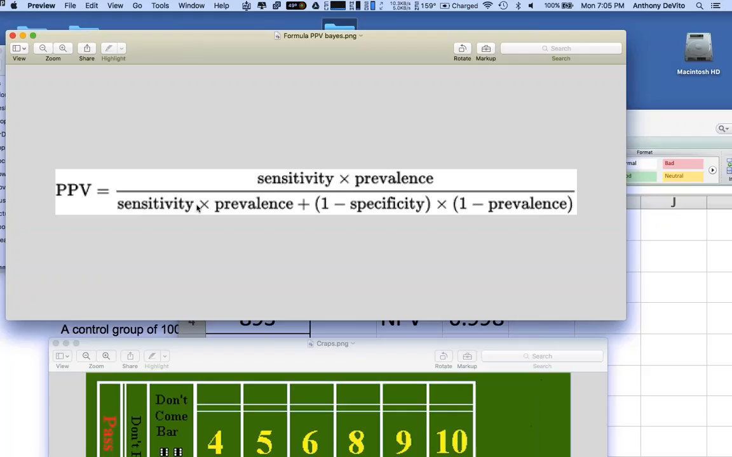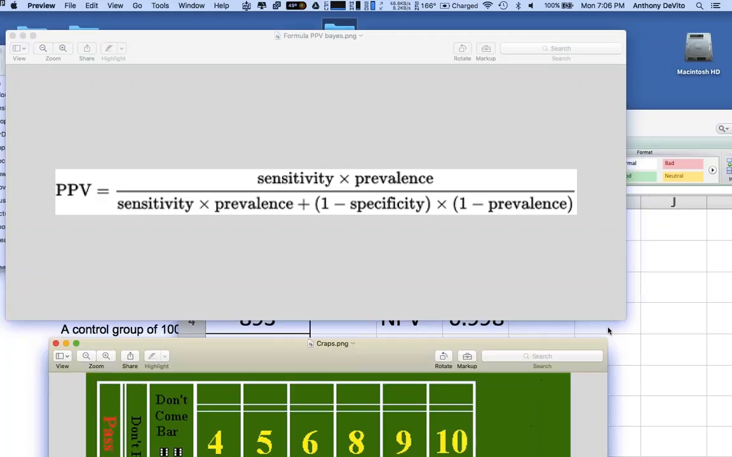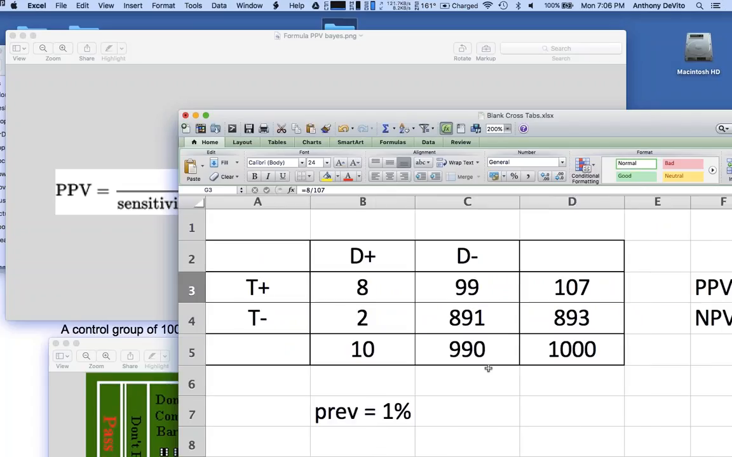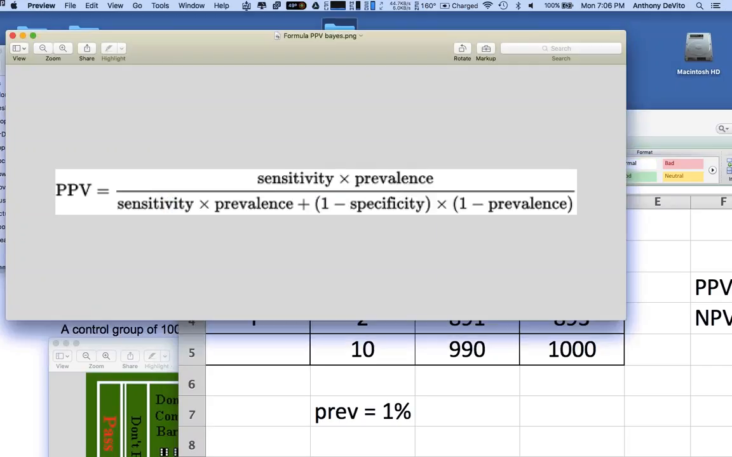So what are the other people that we're missing on the bottom here? They're the people that tested positive that don't have the disease. Okay, so what are we looking for here for positive predictive value? The number of people that test positive and have the disease over the total number of people that test positive. Isn't that how we did that before? Positive predictive value was 8 over 107. Isn't that what I'm about to do in this formula also?